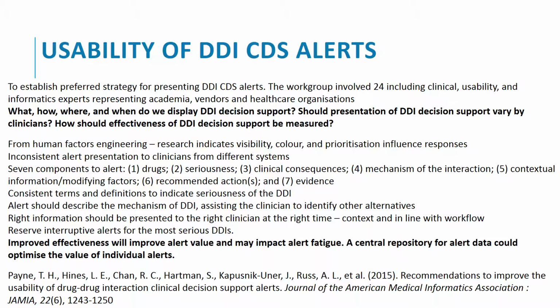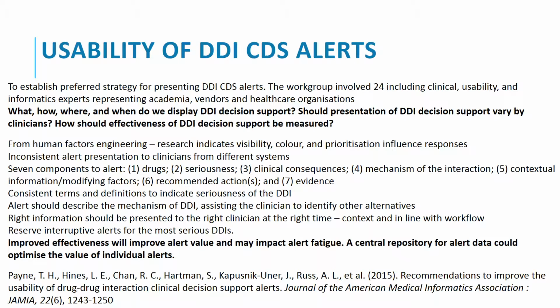And the focus was to address a number of questions, and that was what, how, where, and when do we display drug-drug interaction decision support? Should presentation of drug-drug interaction decision support vary by clinicians? And how should effectiveness of drug-drug interaction decision support be measured? So there were quite a number of recommendations made throughout this article, and these included from a human factors engineering perspective, that research indicates visibility, colour and prioritisation will influence responses to safety warnings. However, there's not a lot of information specific to the drug-drug interaction alert space, and really we should have evidence to guide how we present these alerts.